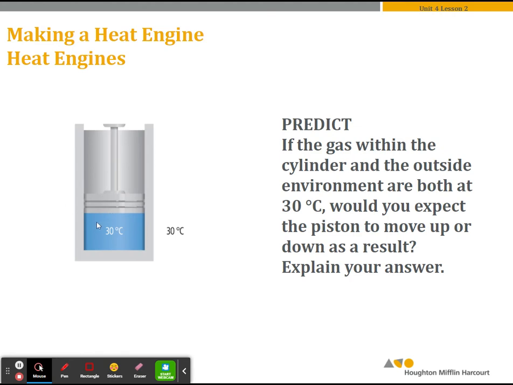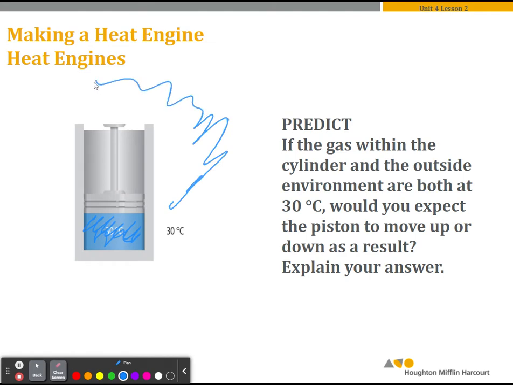So the gas within the cylinder is this gas here. That's what it's referring to, the gas under the piston. And then the gas outside the cylinder, yes, it's this area out here, but it also is this area right above the piston. So if the temperature above and below the piston are the same, then that means that the average kinetic energy of the air molecules are the same.